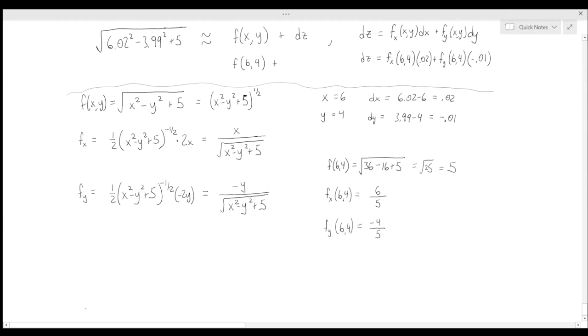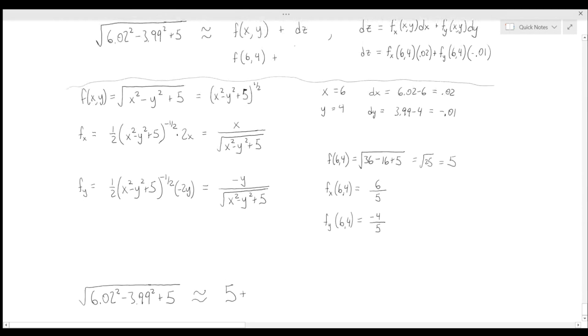All right, so then finally, to get our approximation to this expression, the approximation should be f evaluated at (6,4). So that was equal to 5. That's going to be plus our total differential dz. And for dz, it was given by this formula that we had here.